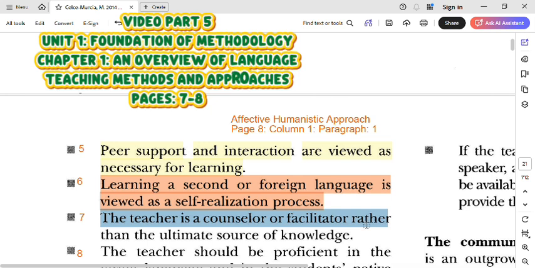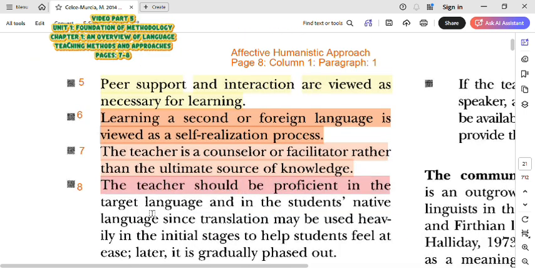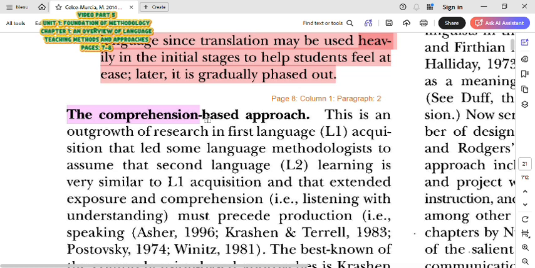Bullet point number 7. The teacher is a counselor or facilitator rather than the ultimate source of knowledge. Bullet point 8. The teacher should be proficient in the target language and in the students' native language, since translation may be used heavily in the initial stages to help students feel at ease. Later, it is gradually phased out. Page 8, column 1, paragraph 2.